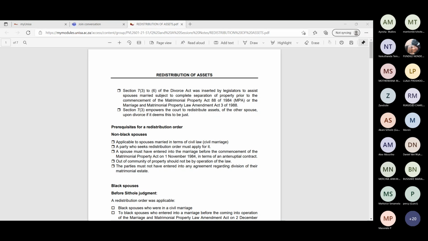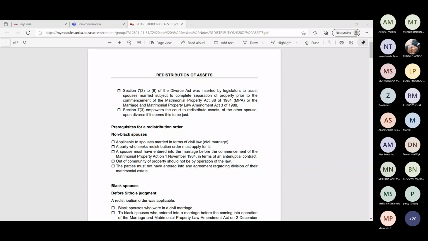Yes. When you are married out of community of property without the accrual system, but during those periods, for black spouses who entered into a civil marriage, their marriages were out of community of property by default. So they each had a separate estate. So upon divorce, the wife could not claim anything from her husband's estate. They were not entitled to 50%.